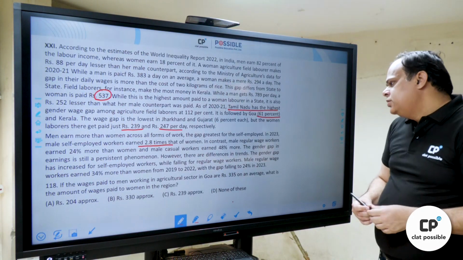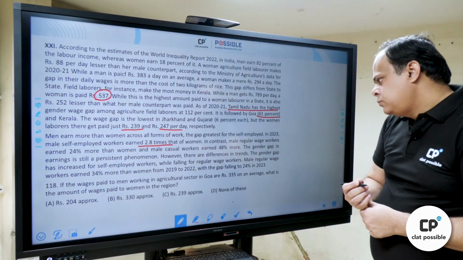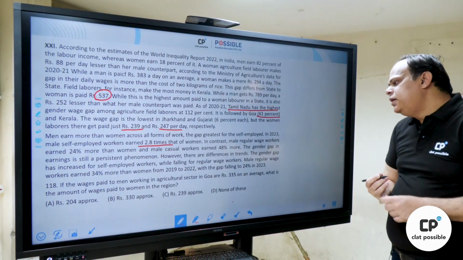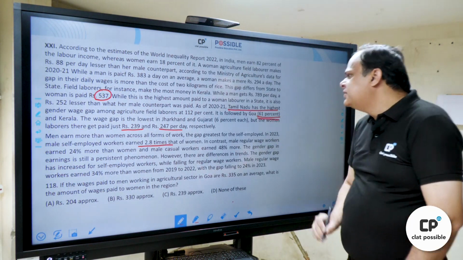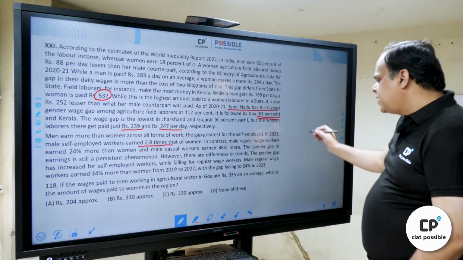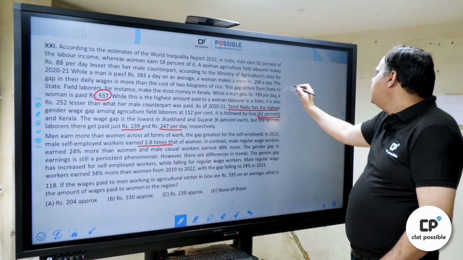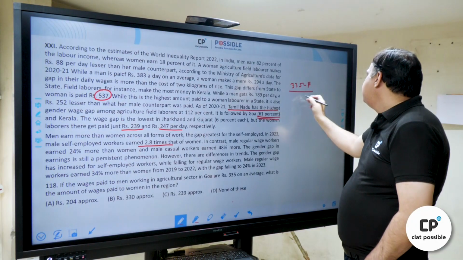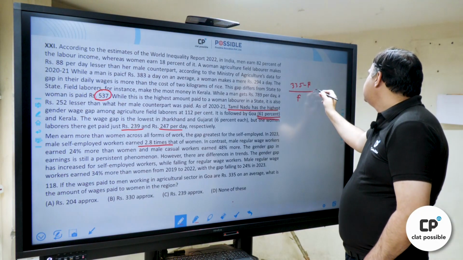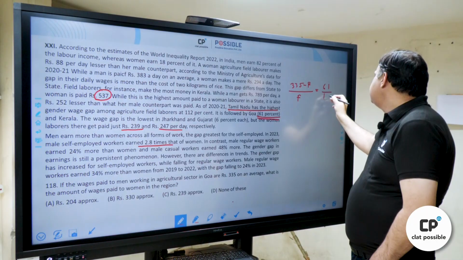Now, the wage paid to men working in the agriculture sector in Goa is 335 on an average. That is for men. So how much is the wage paid to women in the region? The key data given here is that 61% is the wage gap. How do we define the wage gap? It will be male salary minus female salary divided by female salary. So this is 61%.